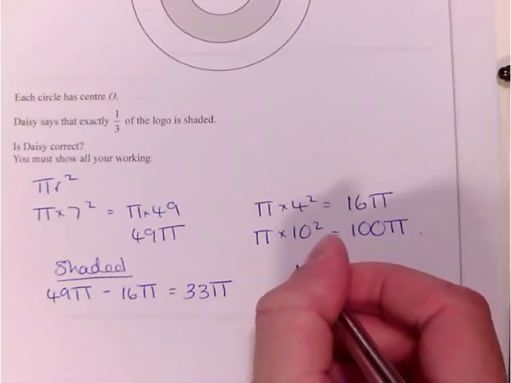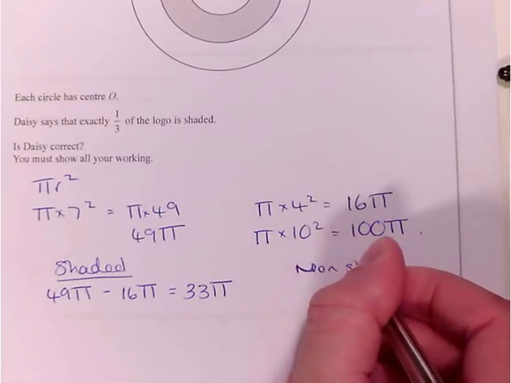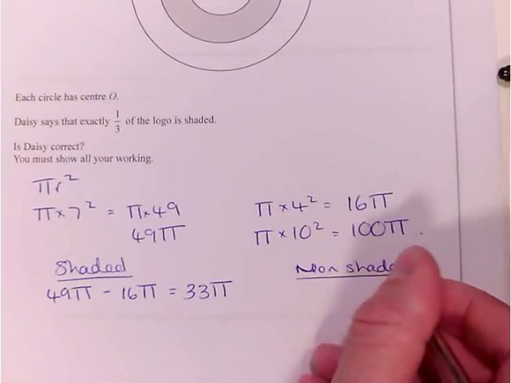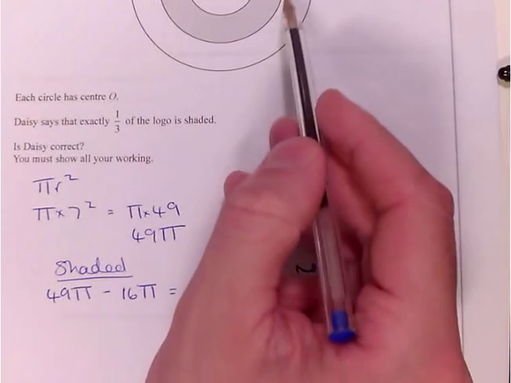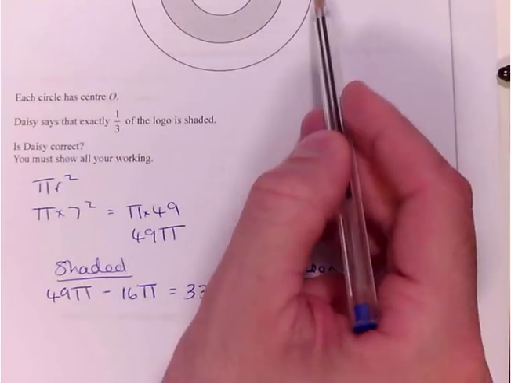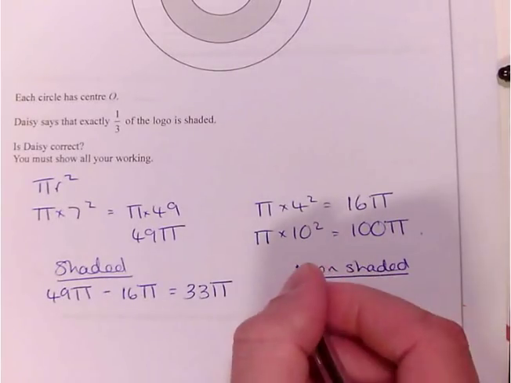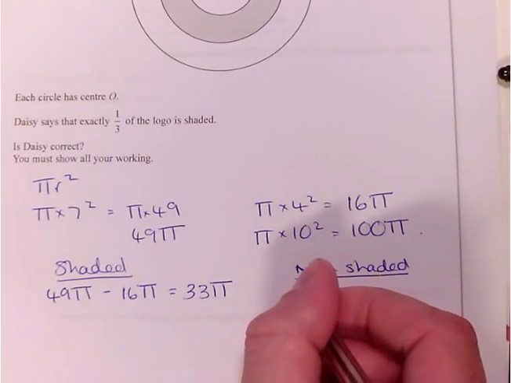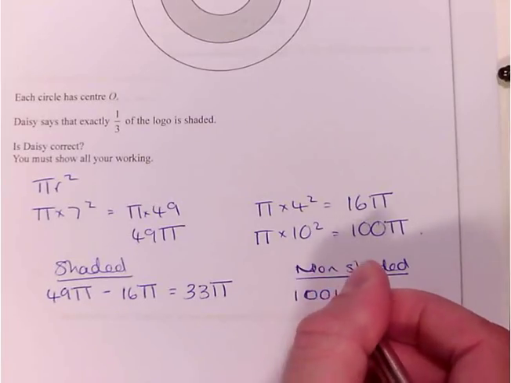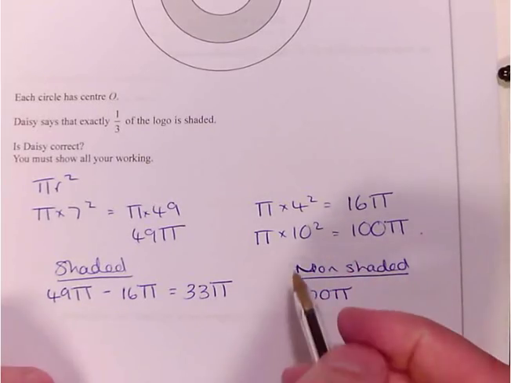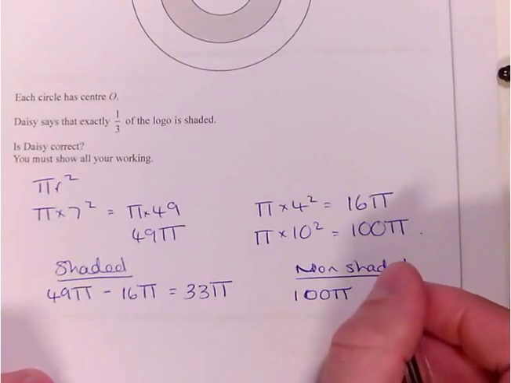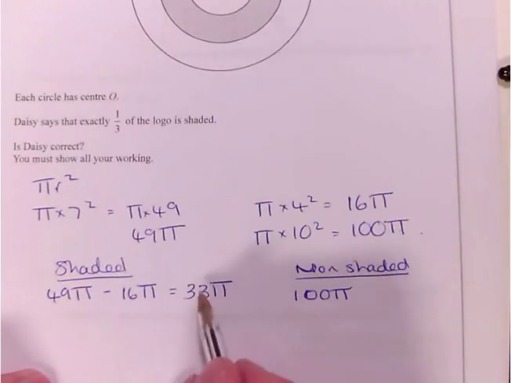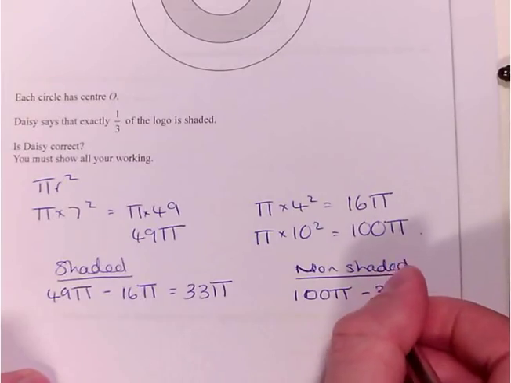Non-shaded is made up of 2 parts. This part and this part. Now remember, this big circle originally had a radius of 10. So the big circle was at 100 pi, that one. And actually we don't want that bit. So we've already worked out what that shaded bit was. That was 33. Take away the 33 pi.